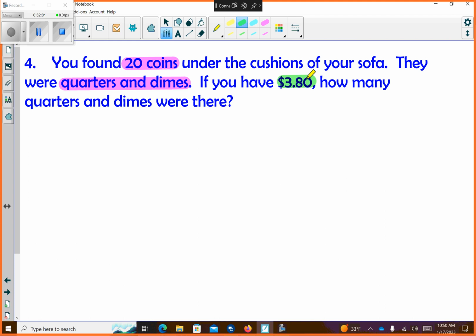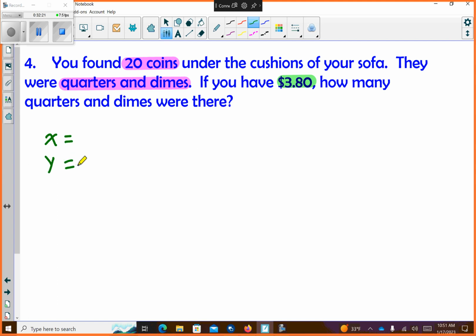Dude, I'll tell you what, you find 20 coins in the cushion of your sofa, it's been a long time since you cleaned out the cushions of your sofa. So now y'all going to run home and check out how many coins are in the cushions of your sofa. I don't call it sofa. Couch? Okay. All right.